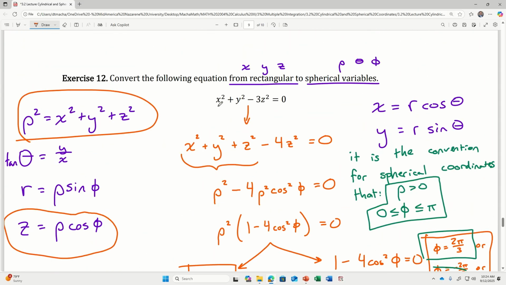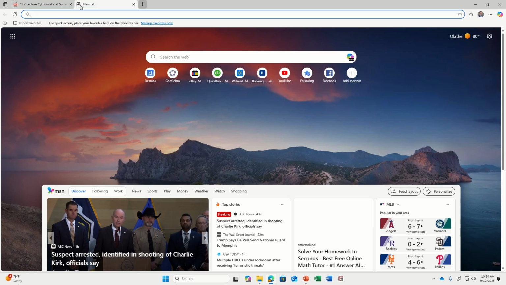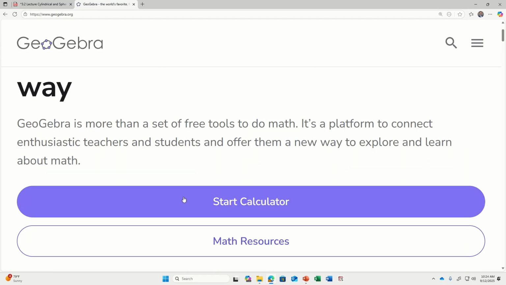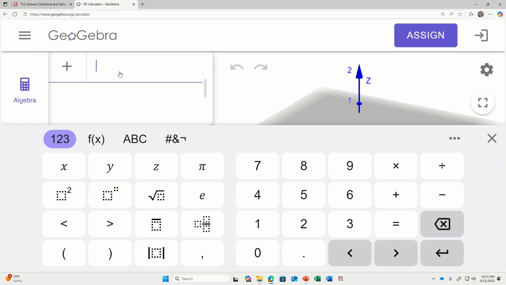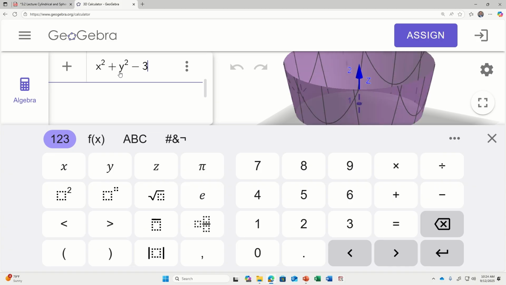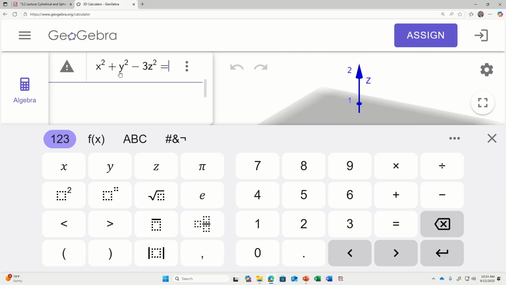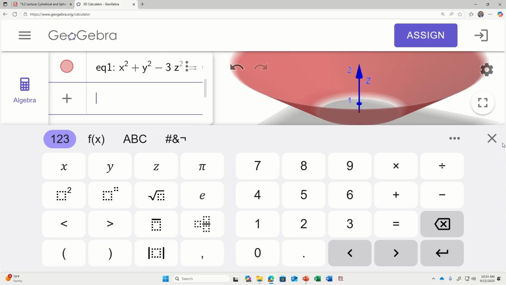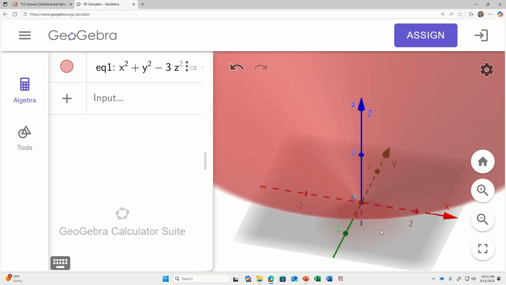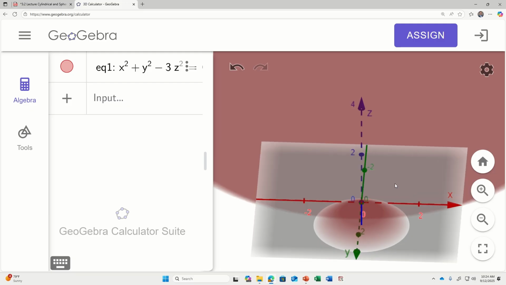And I guess we can actually see this in GeoGebra if I just type in this. GeoGebra may not be able to handle spherical variables, but it should be able to handle x squared plus y squared minus 3z squared equals 0. So if I'm right, we have one cone pointing up and one cone pointing down.